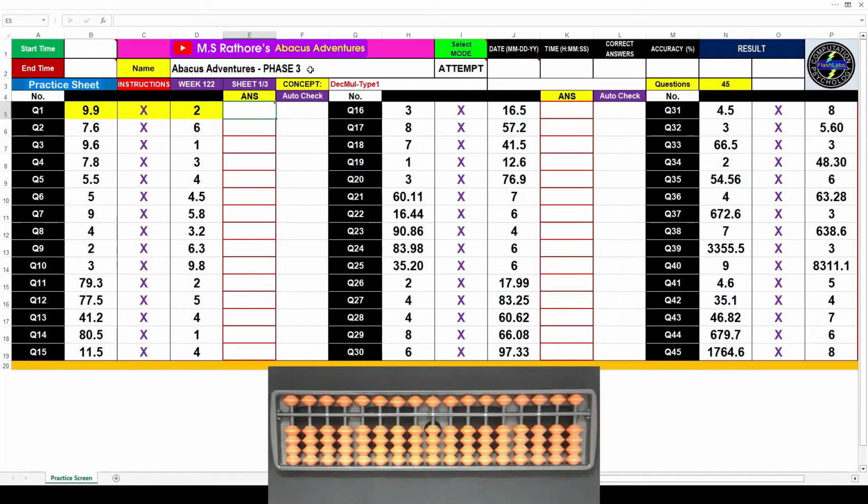Hello adventurer, welcome to phase 3. In phase 3, we have decimal multiplication and decimal division. So the phase 3 starts with decimal multiplication. There are 3 types of decimal multiplication. This is type 1. So as you can see, this is week 122, sheet 1 of 3. There are 3 sheets this week, and the concept here is decimal multiplication type 1.